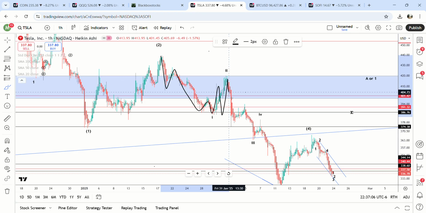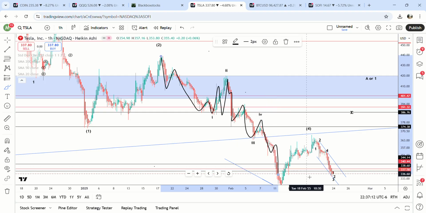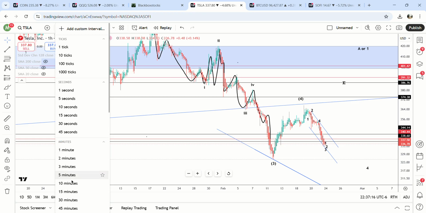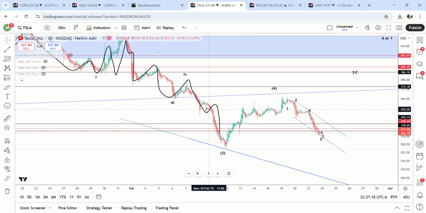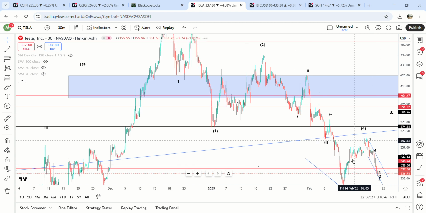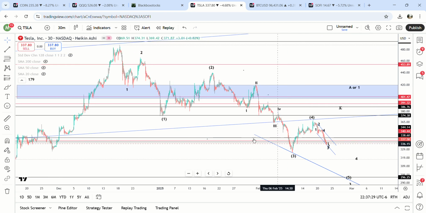And then this right here is 1, 2, 3, 4, 5, 3, 4, 1, 2, 3, 4, 5. If I go down here like the 30-minute, you can see it better, I think. 1, 2, 3, 4, 5, whatever. Going on the smaller time frames is kind of pointless when I already know that that's likely going to be the third wave for the bear count.